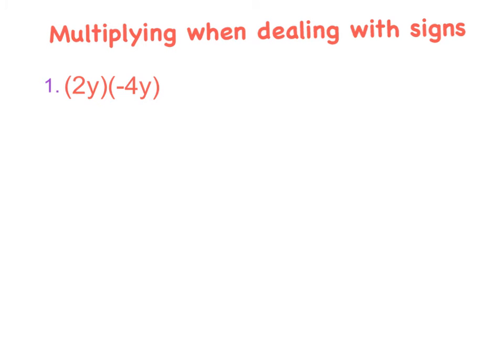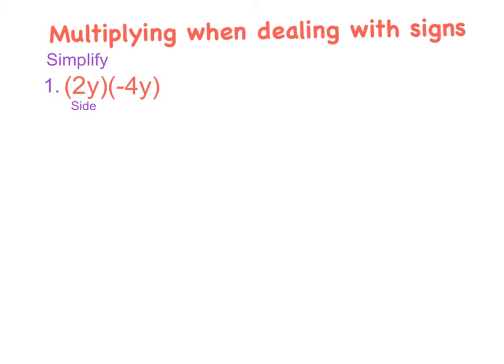The next example I want to look at is when you're multiplying and you're dealing with signs, or different signs. So if we read this question here, the question says, simplify 2y bracket minus 4y. So it means 2y multiplied by minus 4y. So again, I'm going to write side underneath the 2y.